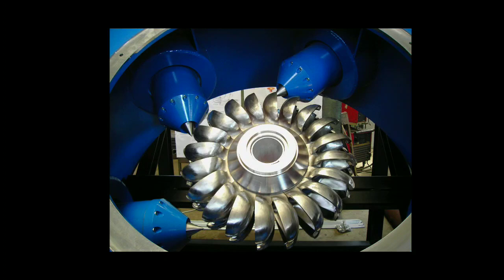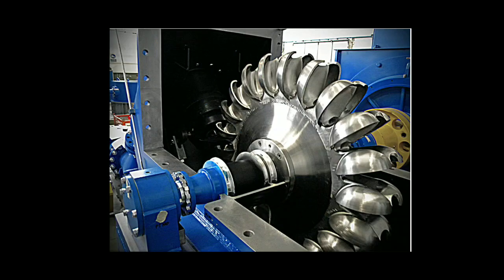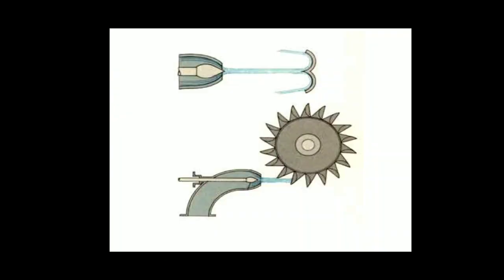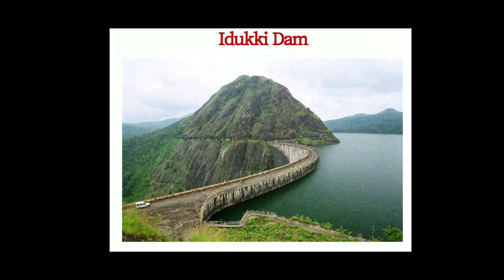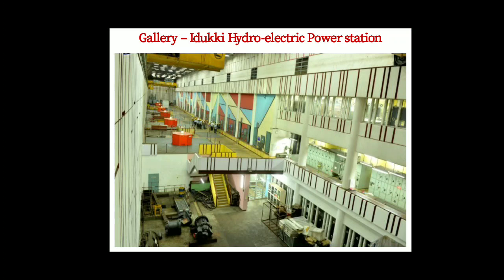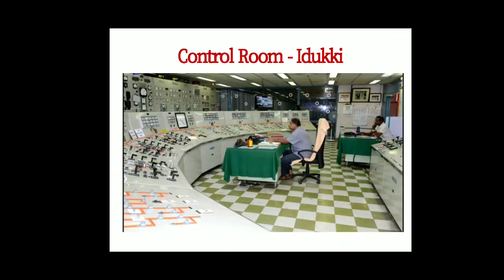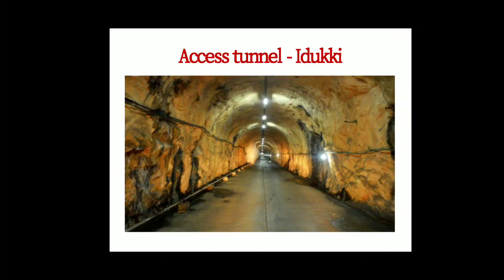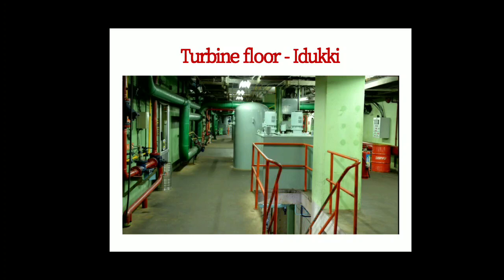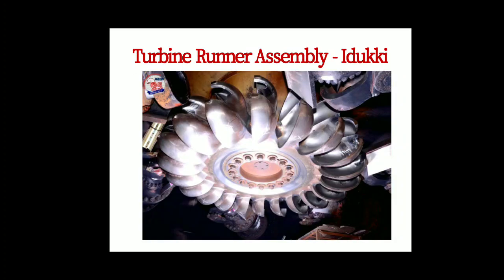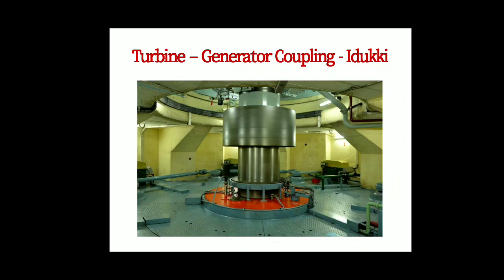As you can see here, this is a Pelton wheel turbine with two nozzles, and this is the actual one, where water goes from the nozzle and strikes each and every bucket. This is the actual case, and the Pelton wheel is used in our Idukki dam. These are pictures of different parts of the Idukki hydroelectric power station, and this is the control room of Idukki. This is the access channel, the turbine floor of Idukki, the turbine runner assembly of Idukki, and the turbine generator coupling of Idukki.